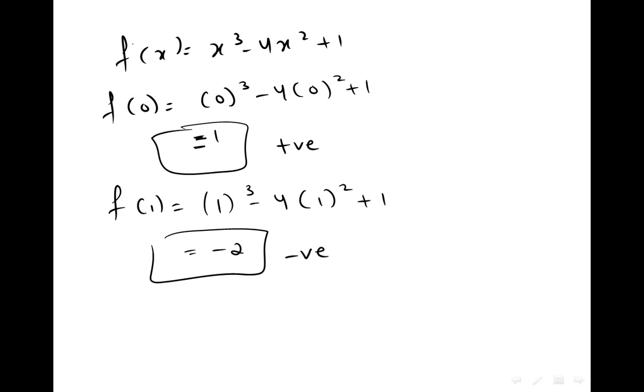Negative. So if the result of the function changed from positive to negative or from negative to positive, then the root lies between 0 and 1. I'm using the same first step as in the bisection method, if you still remember. I'm using the same idea here.